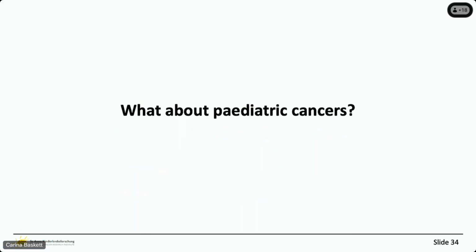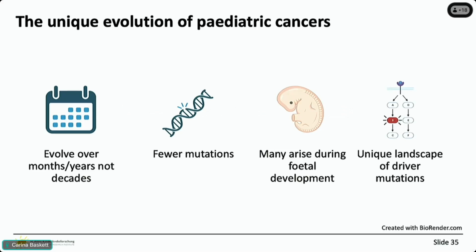But of course, you might be thinking, okay, this is prostate cancer, colorectal cancer, breast cancer. These are all really common adult cancers, but I work at the Children's Cancer Research Institute. So what about pediatric cancers? How are these any different? Do some of these insights hold up?